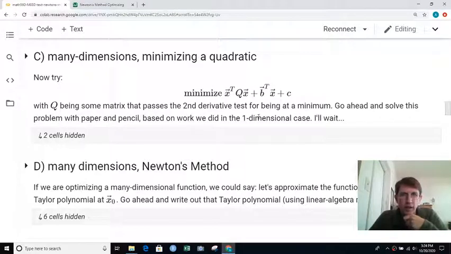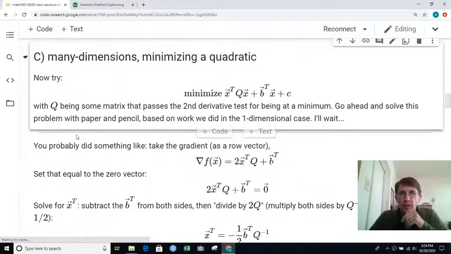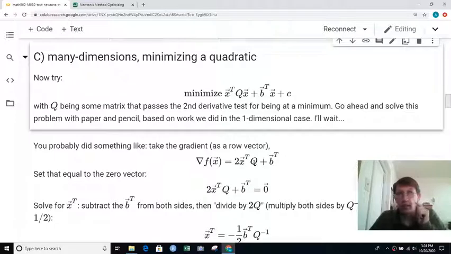All right, welcome back. So we need to take the derivative of this, or the gradient of this whole thing, and set that equal to 0 and solve. So what's the gradient of x transpose Qx? It's 2x transpose Q, just like the derivative of ax squared is 2ax. And the gradient of b transpose x is just b transpose. Then we set that equal to the 0 vector.